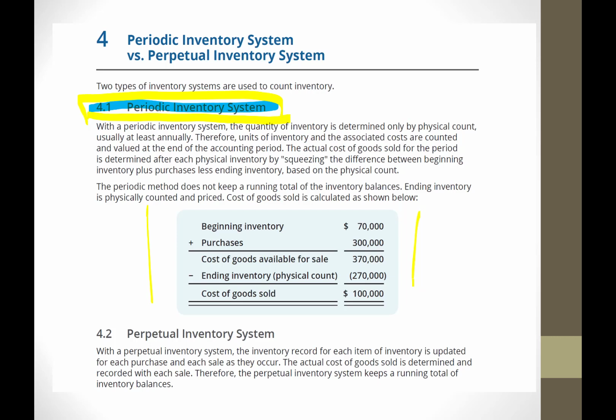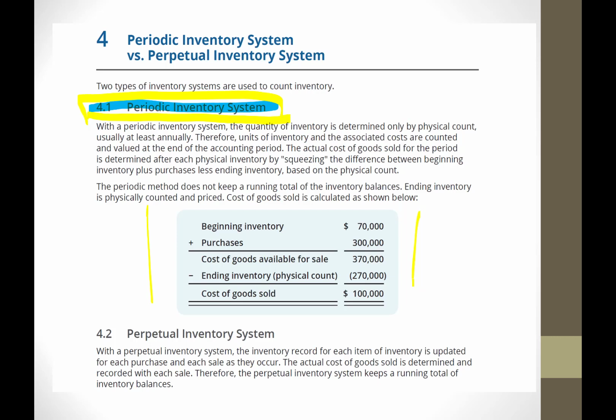The periodic method assumes that we only keep track of our purchases. We don't update our inventory records as we have sales during the year. We wait until the end of the year, count to see what's left, and then we make our adjustment for what we should be carrying as inventory on the balance sheet. Now at the end, they both give you the same answer, don't they, for cost of goods sold and inventory?